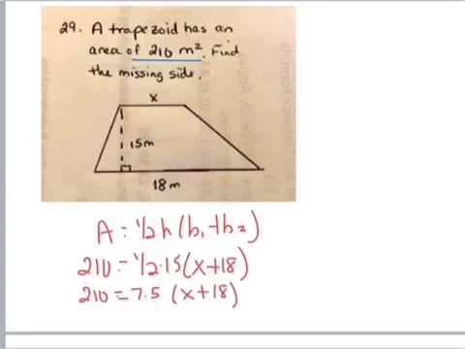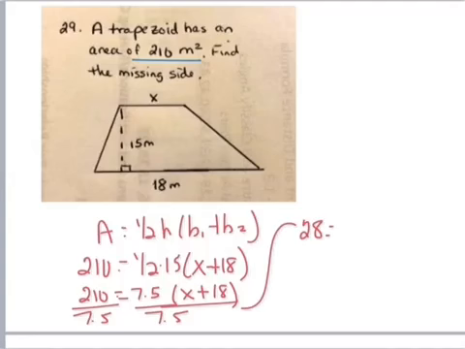Now, I would not distribute here. I'd go ahead and just divide both sides by 7.5. So if I take 210 and divide by 7.5, I get 28. So 28 equals x plus 18, and then subtract 18, and x is 10. And that would be meters.